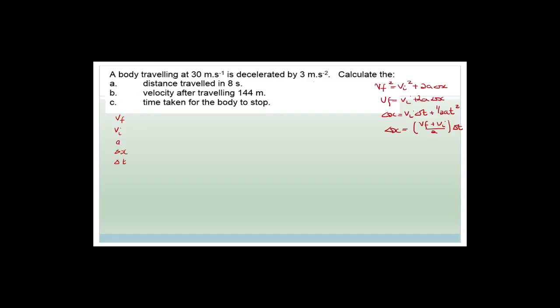Okay, so now it says the body is traveling at 30 meters per second. So that's its initial velocity. So that is 30. It's decelerated by 3 meters per second, which means it's got a negative acceleration of 3. And it says calculate the distance traveled in 8 seconds. We want the displacement, the distance, and the time is 8 seconds. So we need an equation that doesn't have any VF in it, okay? The first equation's got VF in it. The second equation's got VF. This equation does not have VF in it, so maybe we can use this. Delta X is equal to VI delta T plus a half A delta T all squared. That is the equation that we're going to use. There's no VF in it, and it's got delta X, which we're trying to solve for.